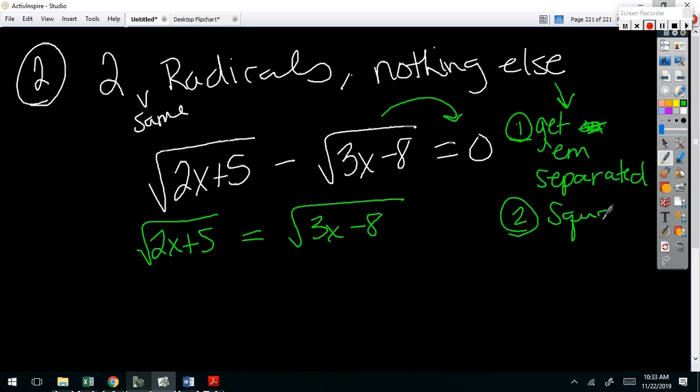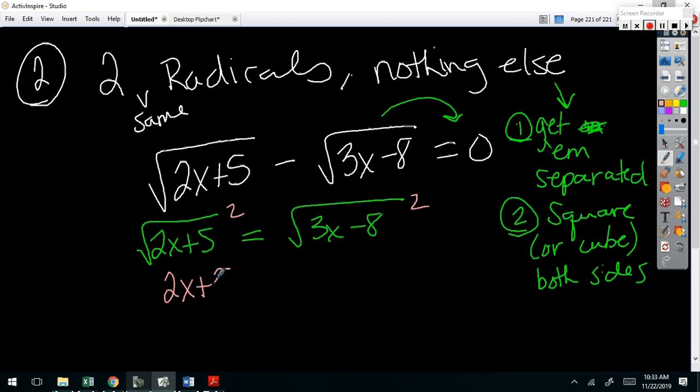Square both sides, or cube if it's a cube root. Because what's going to happen, and I hope that intuitively you knew what to do on this before I even told you, seeing a radical on both sides like that, you go, oh wait, why don't I just square both sides? And the radicals drop away. And it's just an equation now to solve with x's on both sides.